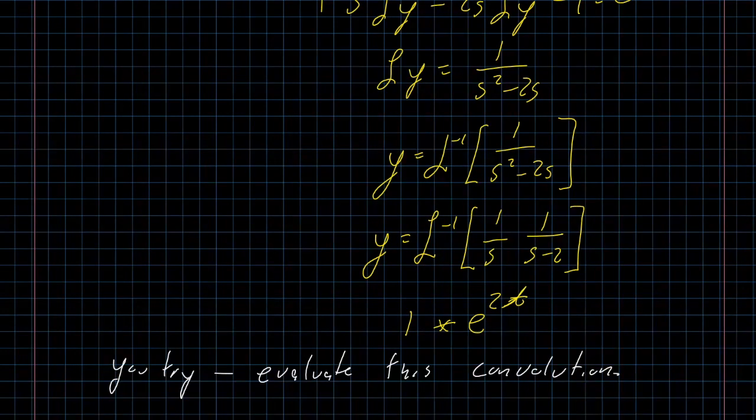I'm running low on time, and I've hit everything that I really needed to hit. So to wrap this up, I would like you to evaluate this convolution. Easier than the one that we just finished, but still something interesting. 1 convolved with e to the 2t.